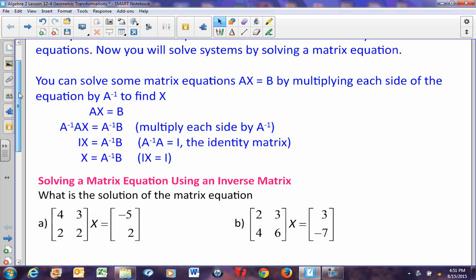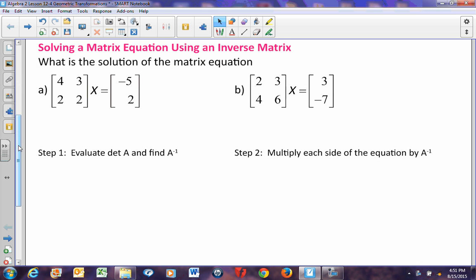So let's take a look at this. We're going to do it by hand, and we're going to use the calculator to do it. Therefore, you'll know how to do it both ways, because you're going to have to do it both ways on this test. So, what is the solution of the matrix equation? Let's look at letter A.